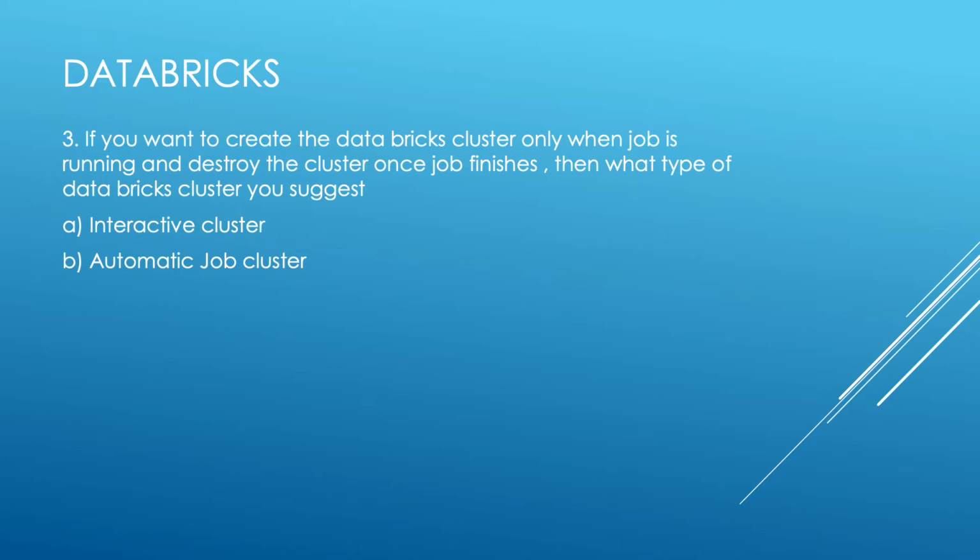B. Automated job cluster. This is the right one. Once the jobs are in production, we can run the cluster automatically when the job is triggered, either by using the API or by using the UI. So B is the right answer.